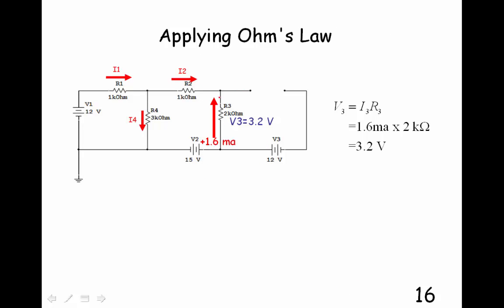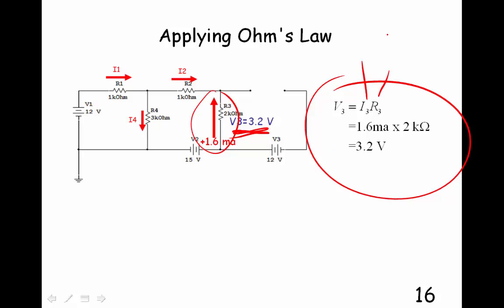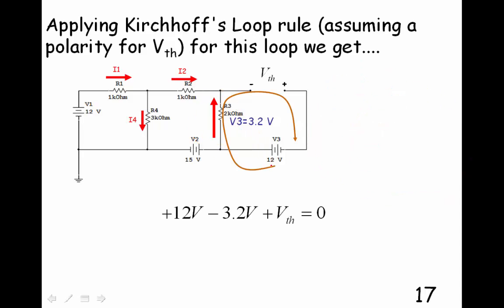Okay, so once I know the current through R3, I can calculate what the voltage across R3 is just using Ohm's law. The current times the resistance of any resistor will give you the voltage across that resistor. Now I'm going to use a Kirchhoff loop to go around this loop to find out what the Thevenin voltage is. And I arbitrarily pick this side as negative and this side as positive. I don't know what the Thevenin voltage is, but I just have to assume something. And if I get a negative sign, I know that I assumed wrong.